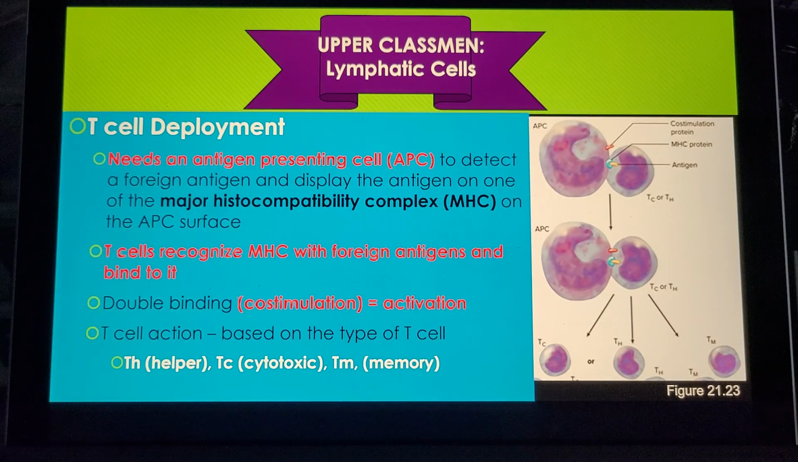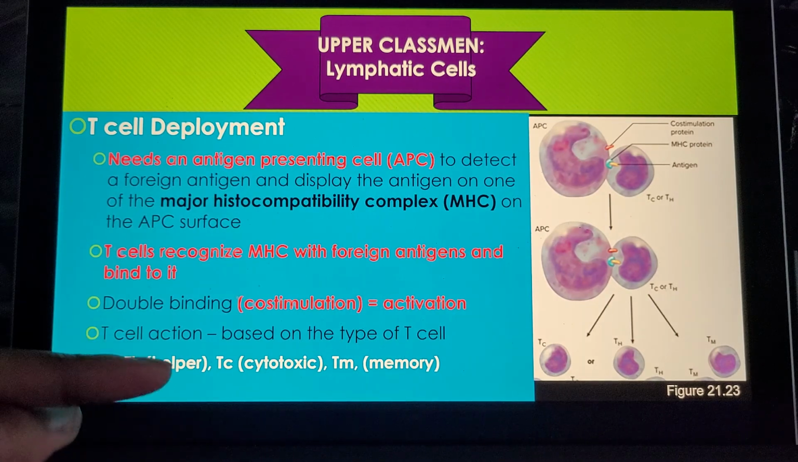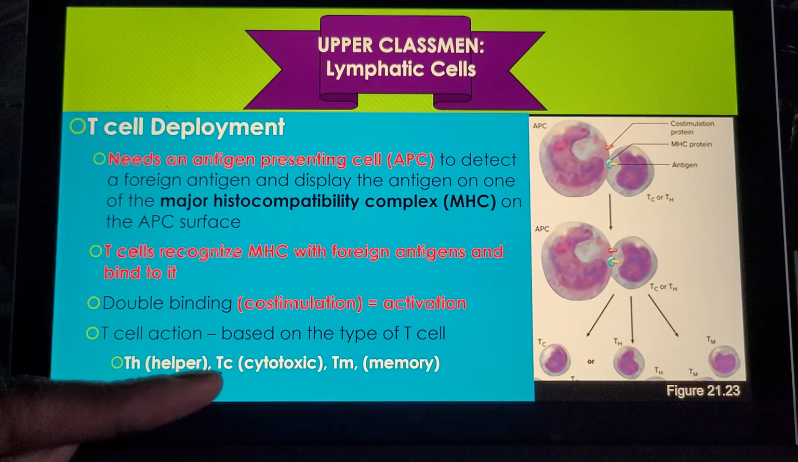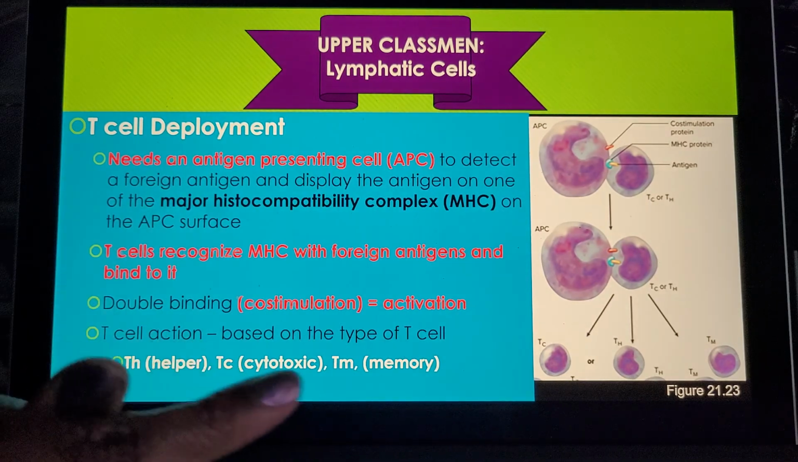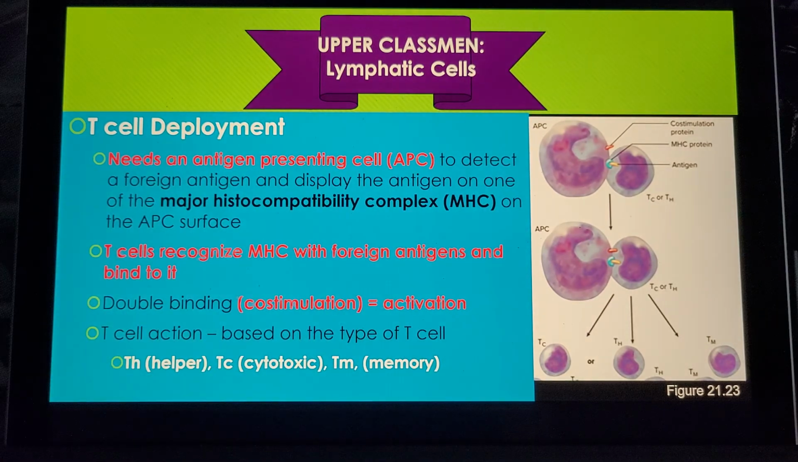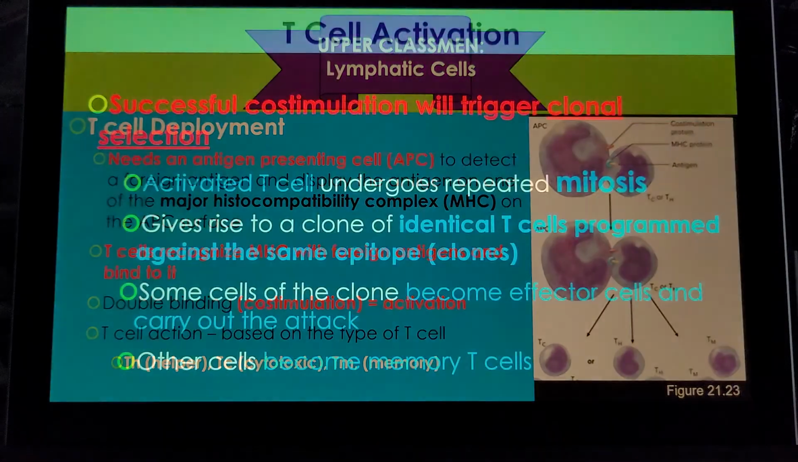When it does so, it will create a bunch of clones that will either become a T helper cell, a TC cytotoxic cell, or a TM memory cell. So these are the ones that are just going to hang out in your bloodstream. So just in case you get infected again, then you already have a defense against that specific pathogen.